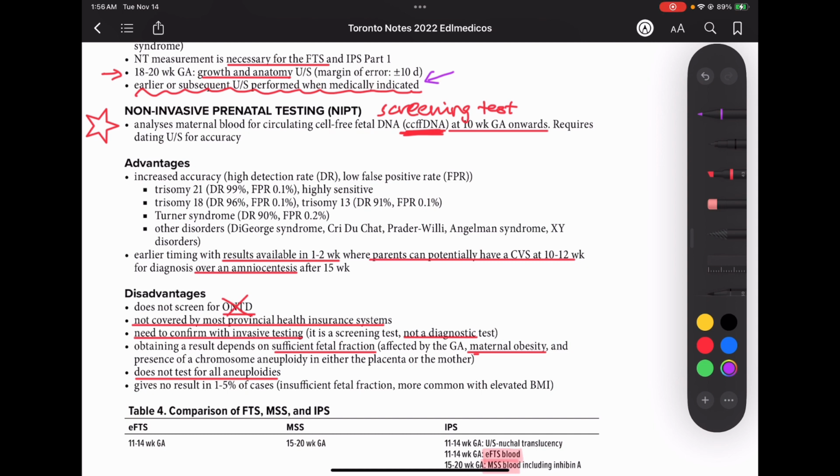Quickly telling you some advantages: it has increased accuracy and also earlier timing with results. It is available in 1 to 2 weeks, and parents can potentially have a quick CVS, because CVS is the earlier diagnostic test which we could do around 10 to 12 weeks, as compared to amniocentesis, which we would have to wait till 15 weeks. So parents can potentially have a CVS earlier for early diagnosis. That's the advantage of NIPT.